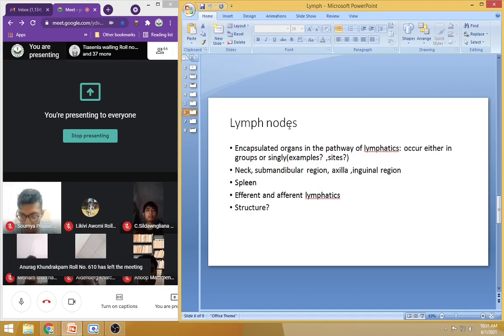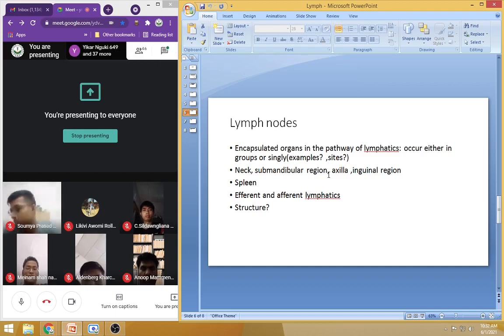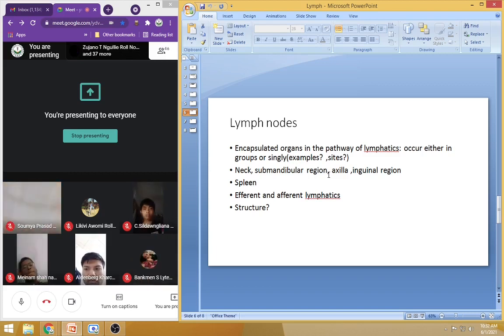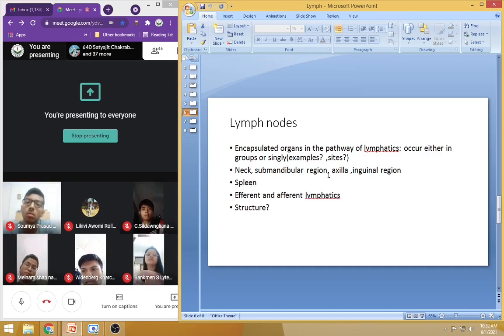So lymph nodes are secondary lymphoid tissue. They are encapsulated and they occur in the path of lymphatics, either single or in groups. When you have tuberculosis or other infections, bacterial debris and bacterial toxins are drained into these glands and filtered at these glands. If your lymphatic supply is sluggish, then they remain here and there is inflammation, right? So they are in the neck, submandibular region, axilla and inguinal region.